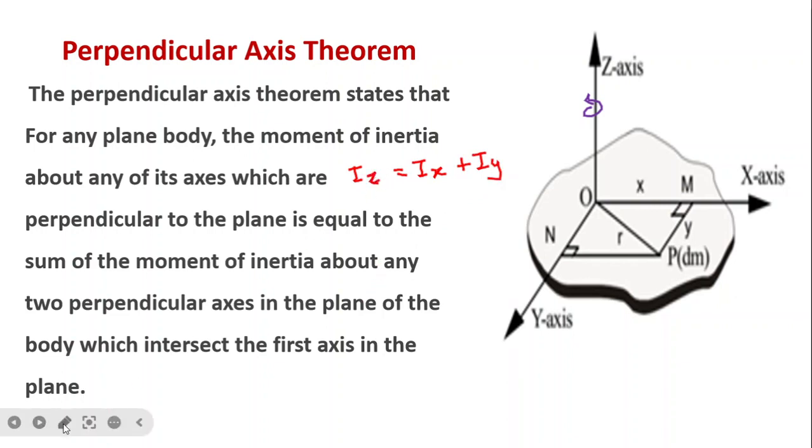Similarly, if you want to find the moment of inertia across y-axis, it can be given as Iy is equal to Ix plus Iz. So let's try to derive this mathematically.